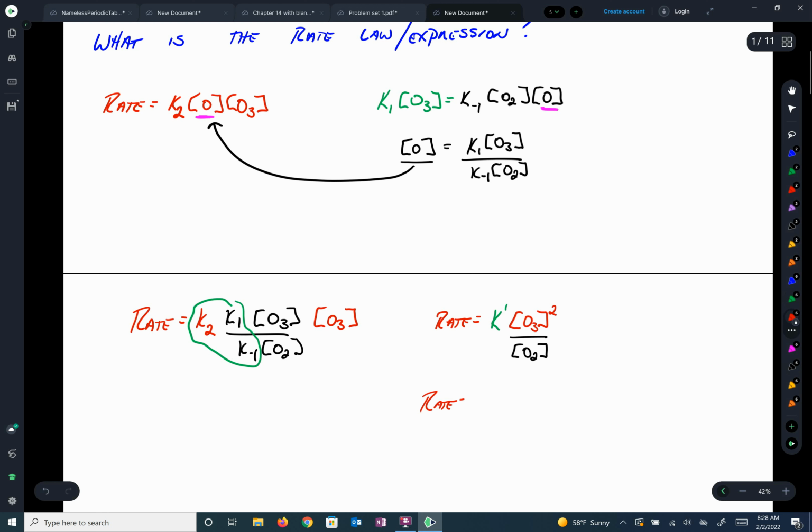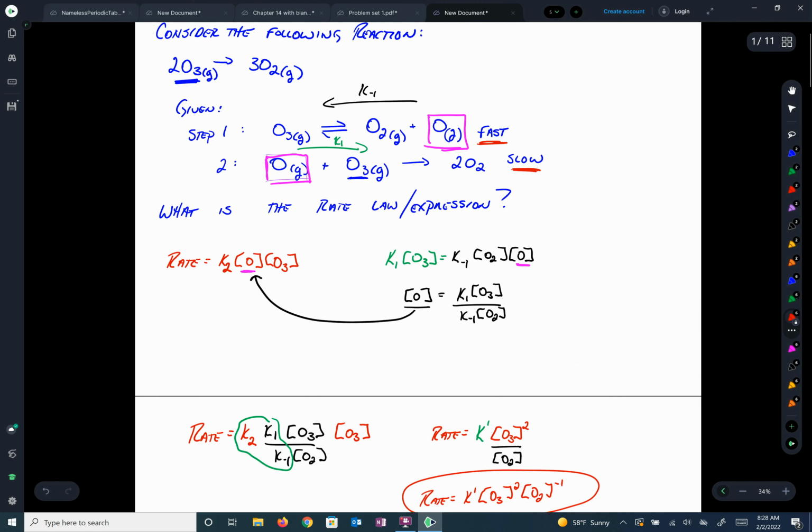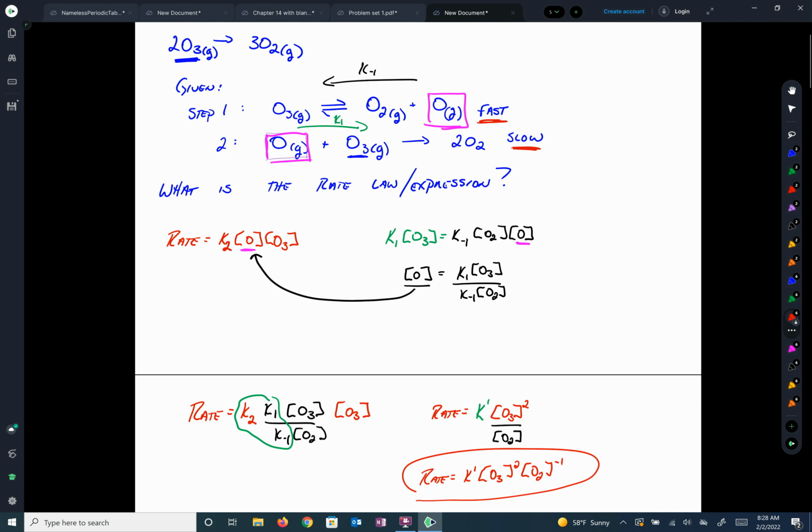If it was me, I would just write this as rate equals k [O3] squared times the concentration of O2 to the minus 1, just bring that up so we have what we see as a typical rate expression. Are we all good with this? Do we have stuff that we can measure? Yep, we've got ozone, O3, and O2, and we can measure both of those things, so that should be perfectly fine.